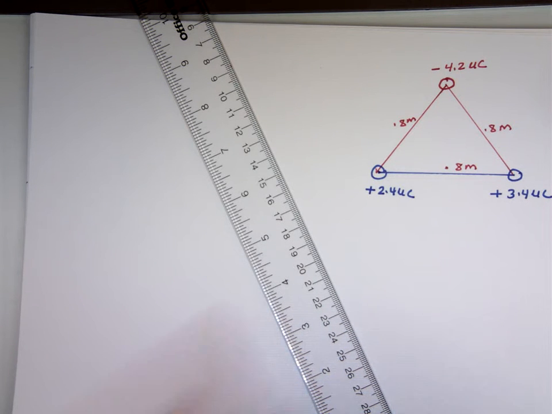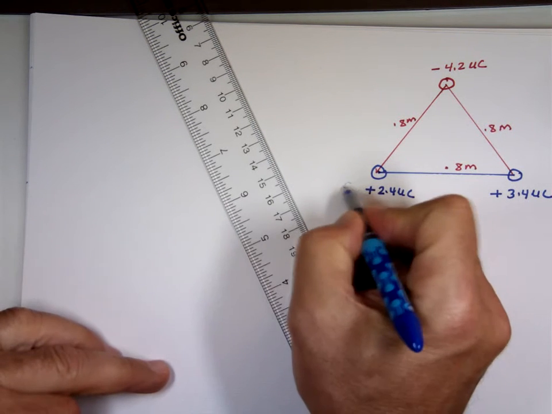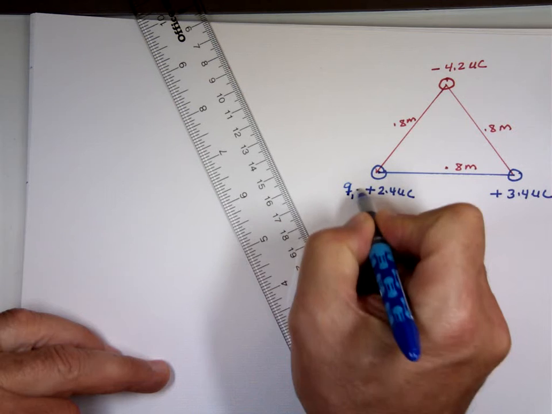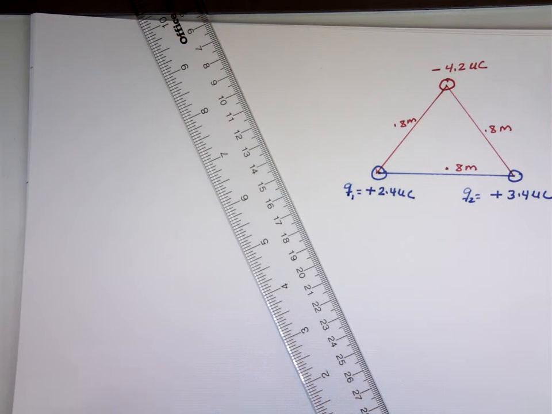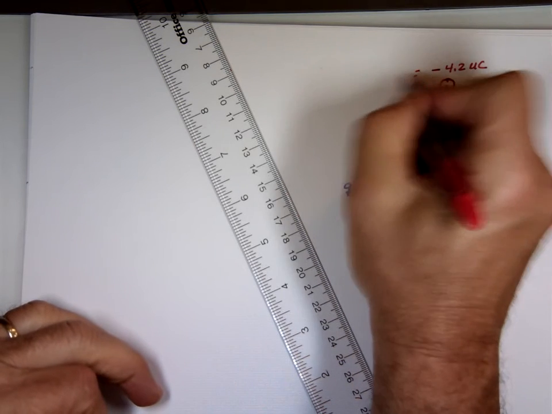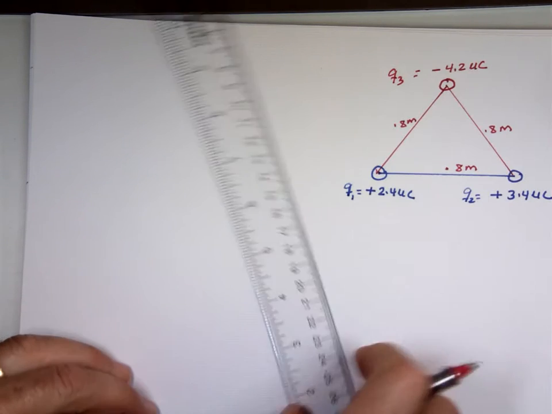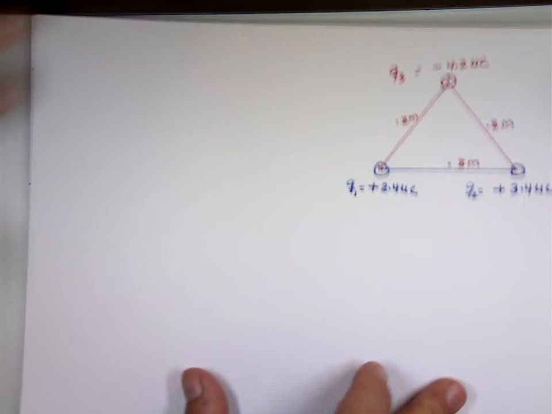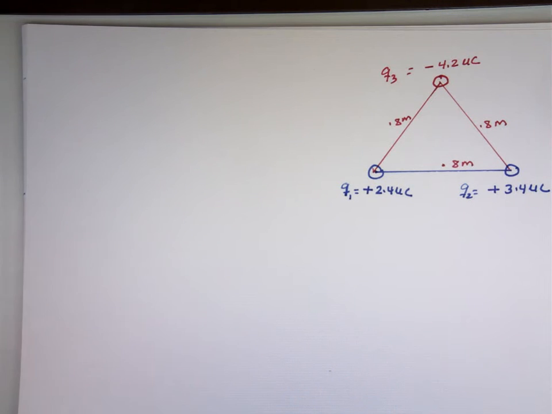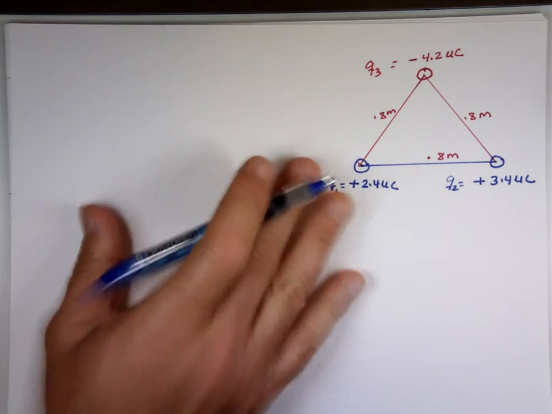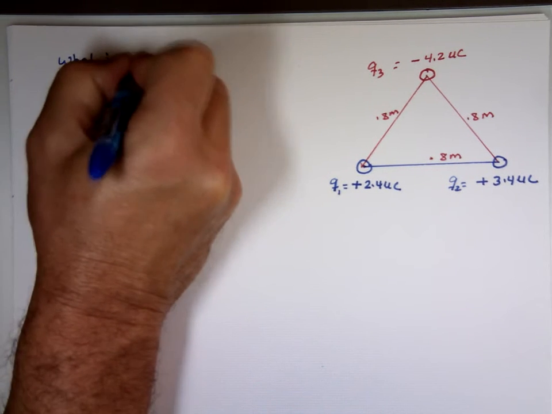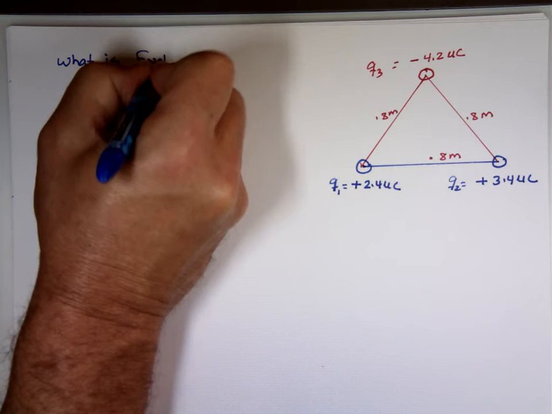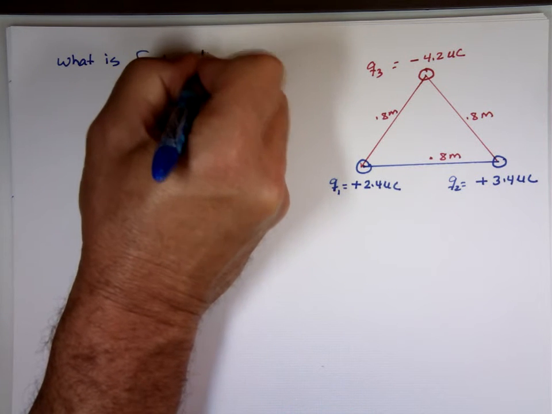We'll call it charge 3. This is Q1, Q2. And this is Q3. So the question, what is the net force acting on Q3?